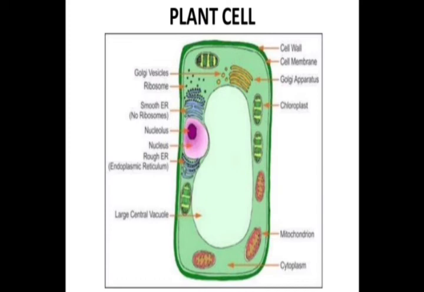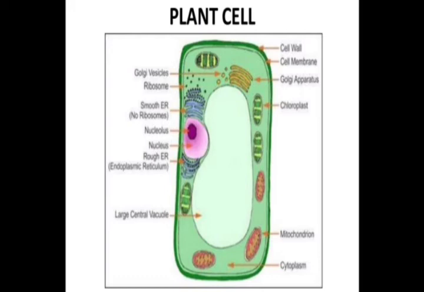This is the diagram of a plant cell. The cell membrane is surrounded by a thick wall, that is called cell wall. Cell wall is absent in animal cell. In plant cell, ribosomes are present, mitochondria are present. Nucleus is present in the peripheral region, whereas it is present in the center of the cell in the case of animal cell. In plant cell, plastids are present, which provide color to the plant cell, which are absent in animal cell.